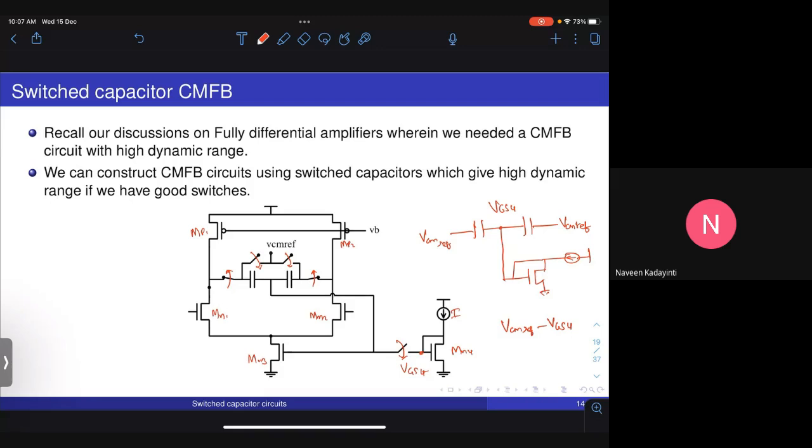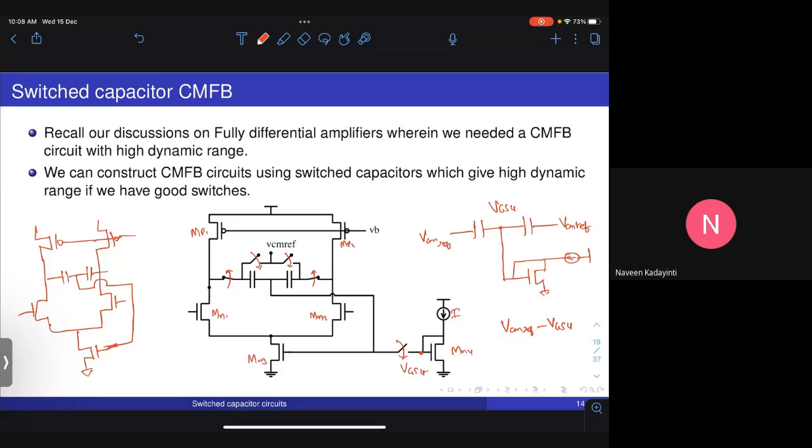In the next phase, you close these two switches and connect the capacitance to the output and open the other three. So then what happens when you do that is the equivalent circuit becomes like this, right?